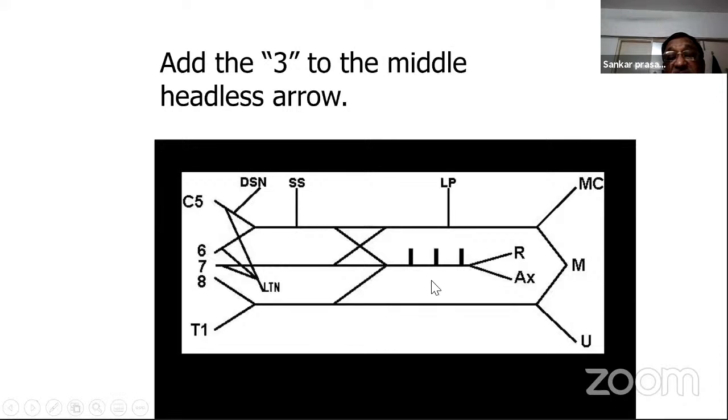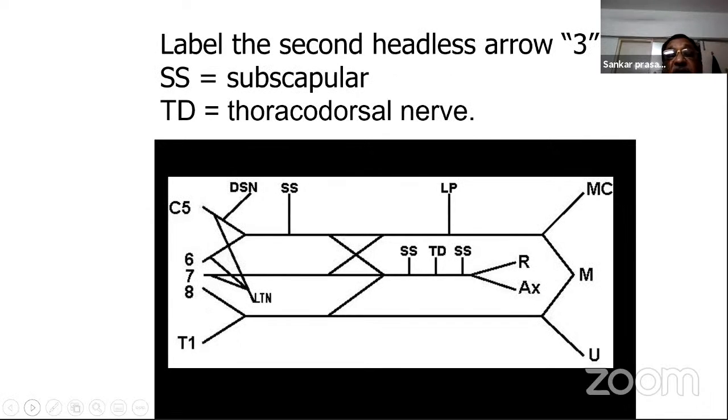And the third 3 is coming here, and what are these? Thoracodorsal nerve, upper subscapular, and lower subscapular. So there are two subscapular nerves here and the thoracodorsal nerve. So this is the third 3. The first 3 is the long thoracic nerve of C5, C6, C7, and the second 3 is dorsal scapular nerve, suprascapular nerve, and lateral pectoral nerve. And here comes subscapular, thoracodorsal, and the two subscapular nerves.